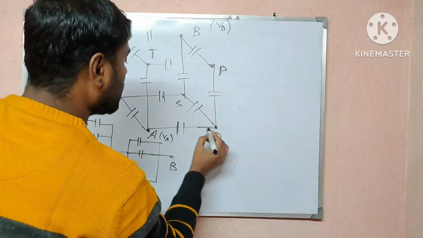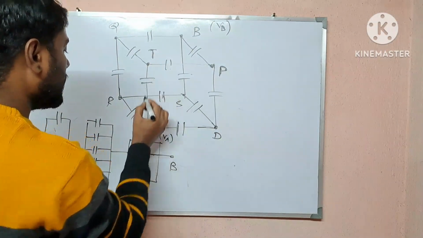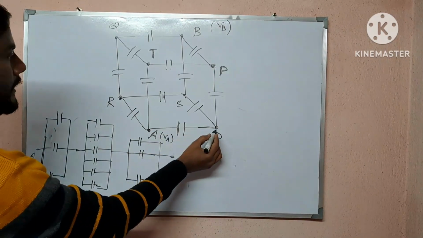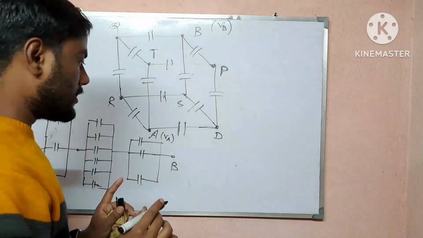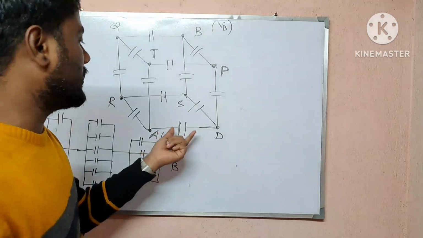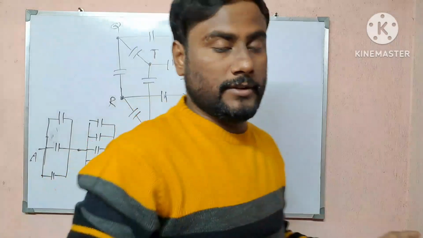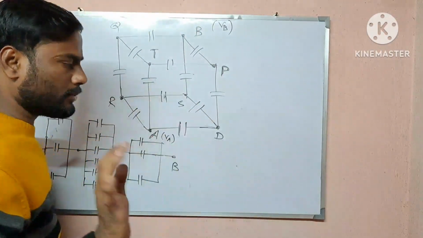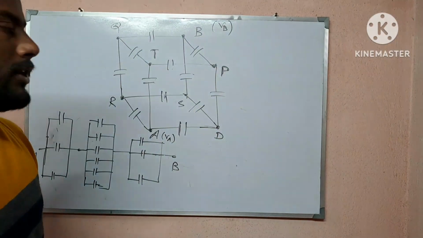From point A, directly one capacitor is connected at D, one at T, and one at R. So D, T, R, these 3 capacitors are directly connected. Just imagine, if it is easier for you, you can consider these as resistors instead of capacitors. Suppose everyone is a resistor. So what will happen then?